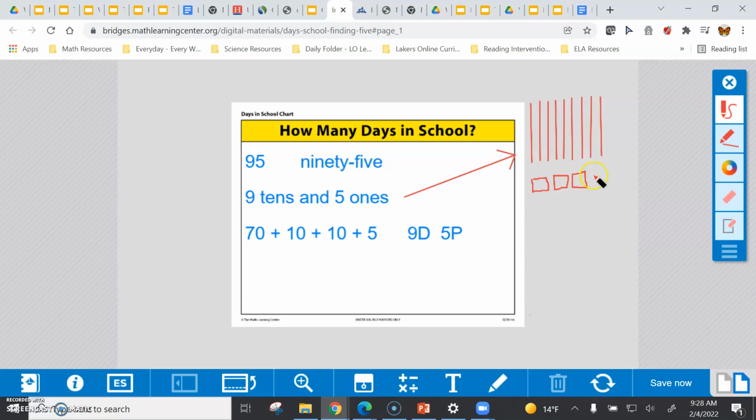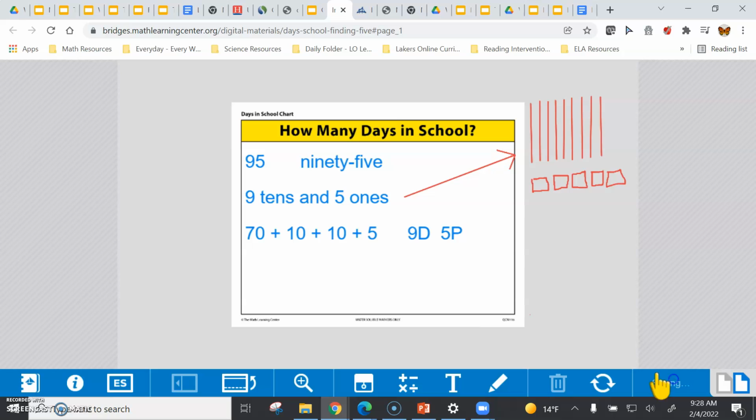So I need to add on 5 more cubes. So that was 90, 91, 92, 93, 94, 95. Then we have 70 plus 10, which is 80, 90, 95. 9 dimes would give us 90, and 5 pennies would give us 95.